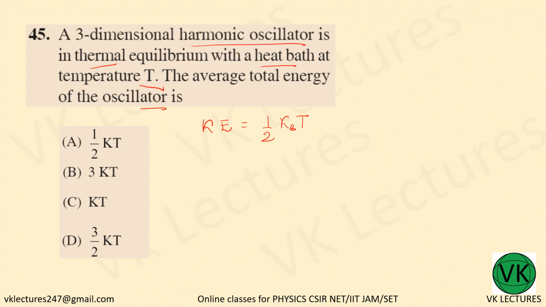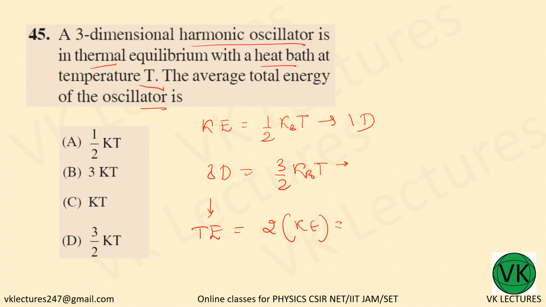Then this is for one dimension. For three dimensions it is 3/2 kBT. This is only kinetic energy. Okay, now what about total energy? Total energy is nothing but twice that of the kinetic energy, which is equal to 2 into 3/2 kBT. So that is equal to 3 kBT. Here kB is the same k, the Boltzmann constant. So your option is B.